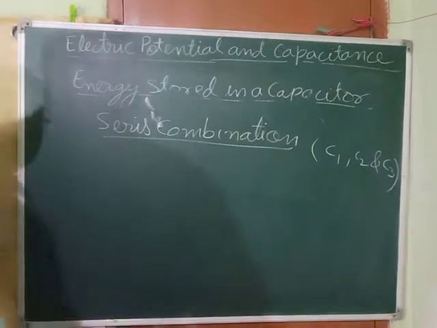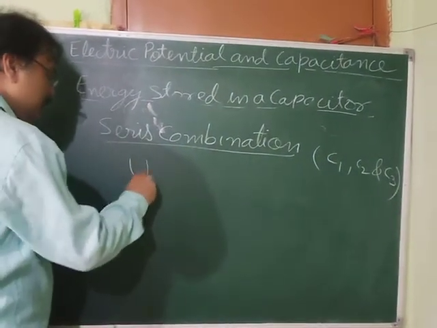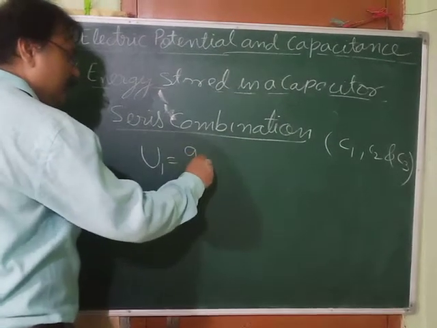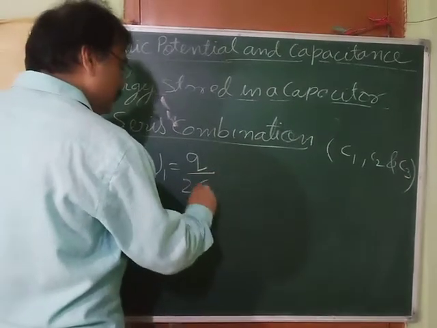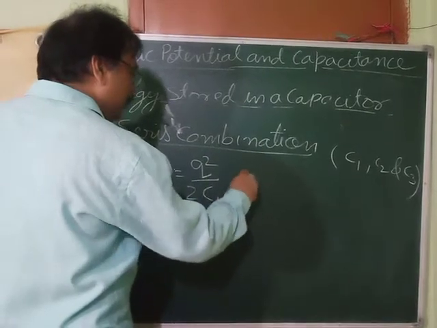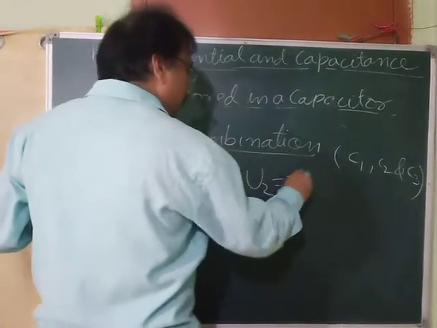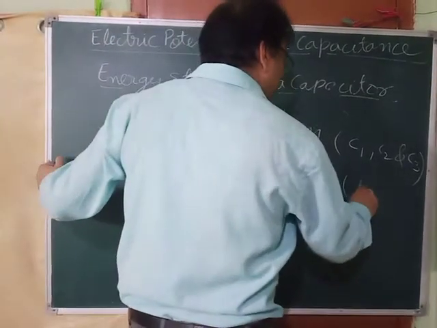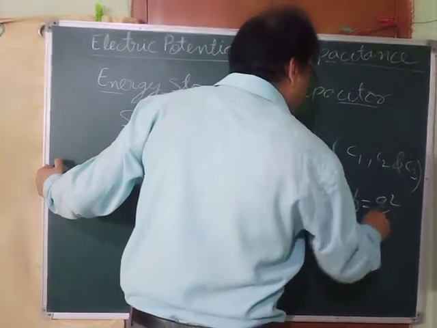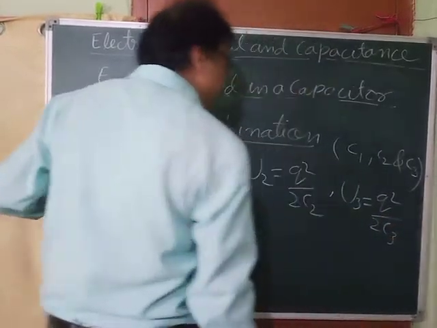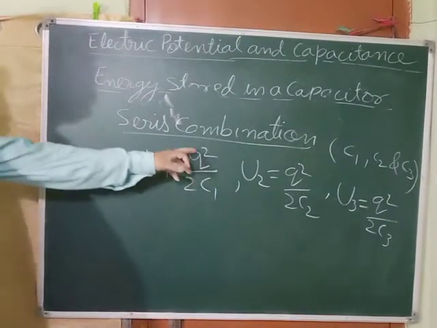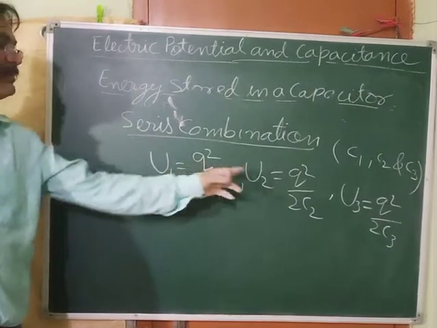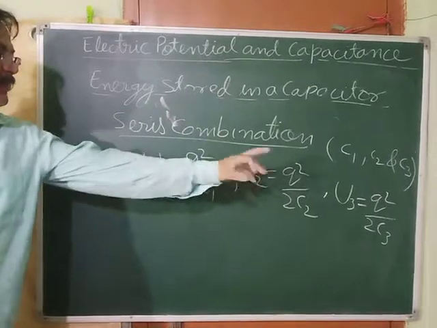And we know the potential energy stored on the first one is obviously U1 = Q square upon 2C1. On the second one, it is U2 = Q square upon 2C2. On the third, U3 is equal to Q square upon 2C3, because this is the formula, Q square upon 2C. Their capacitances are different, but in series the charges are the same. That's why I have taken the same charge.